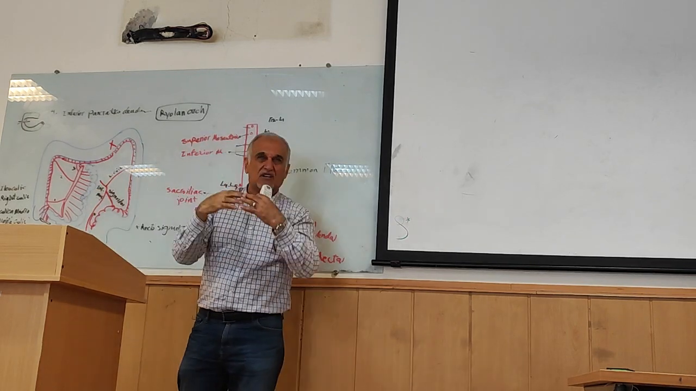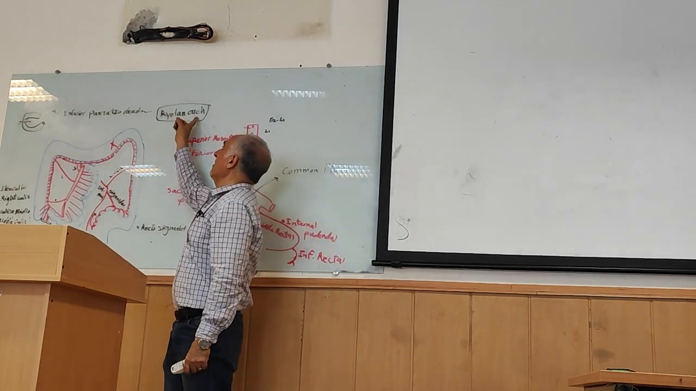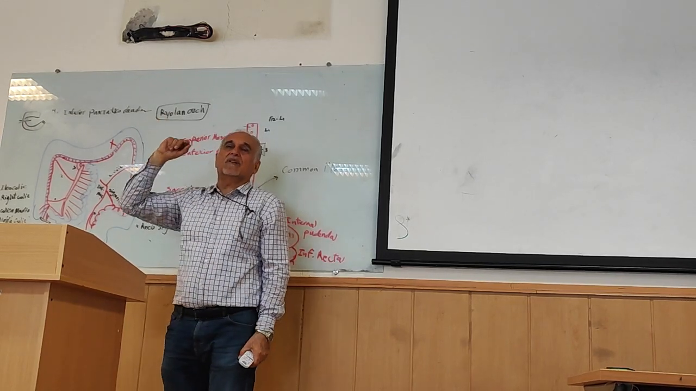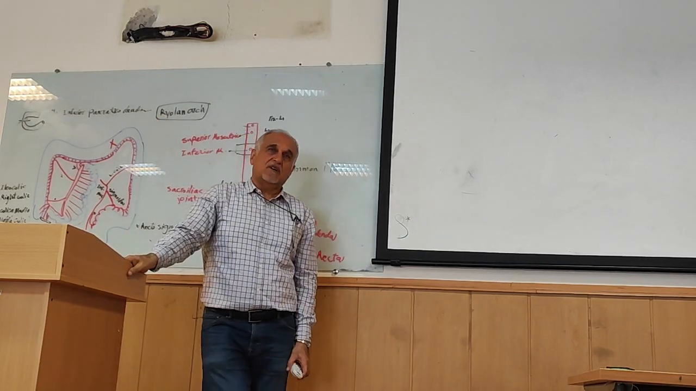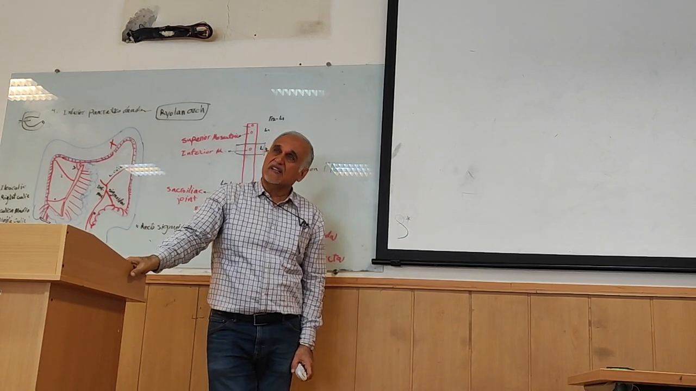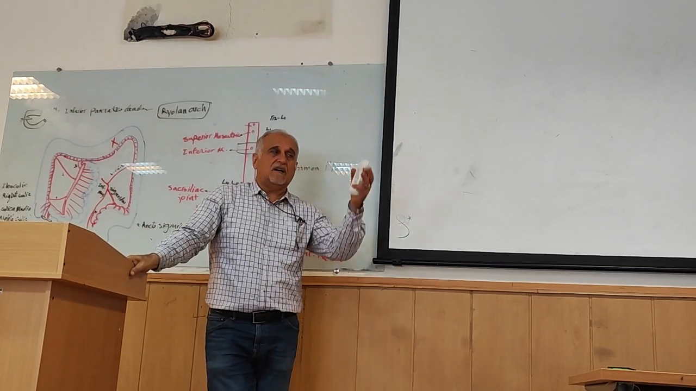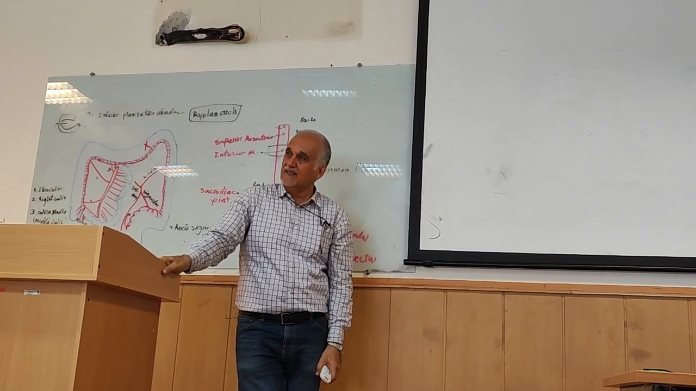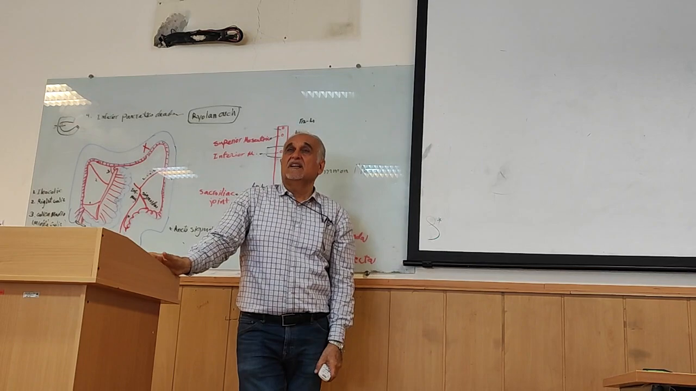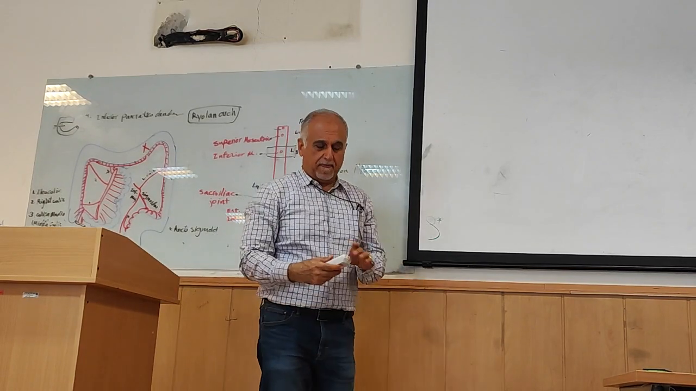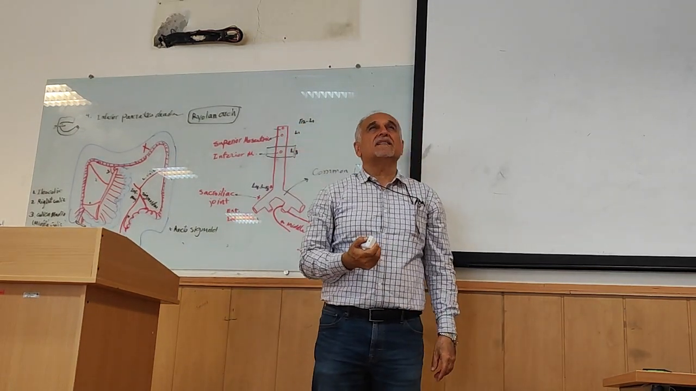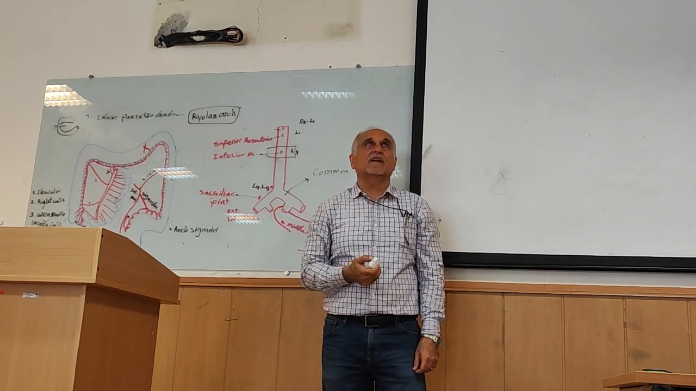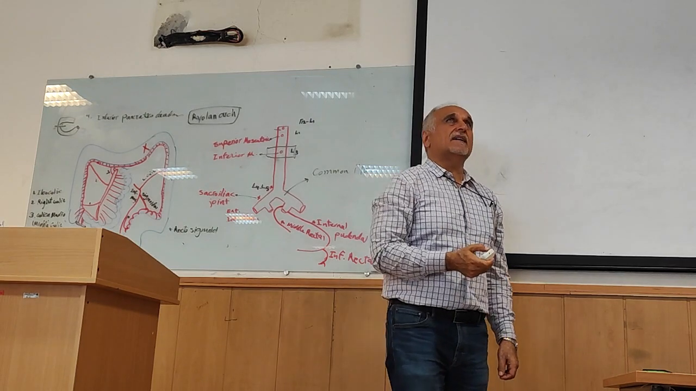Here, this junction makes an arc, and the name of this arc is Riolan arc. Riolan arc is important. Of course, we will see it on the slide, and then I will explain to you. Riolan arc, okay? It is an anastomosis between the colica media and left colic.